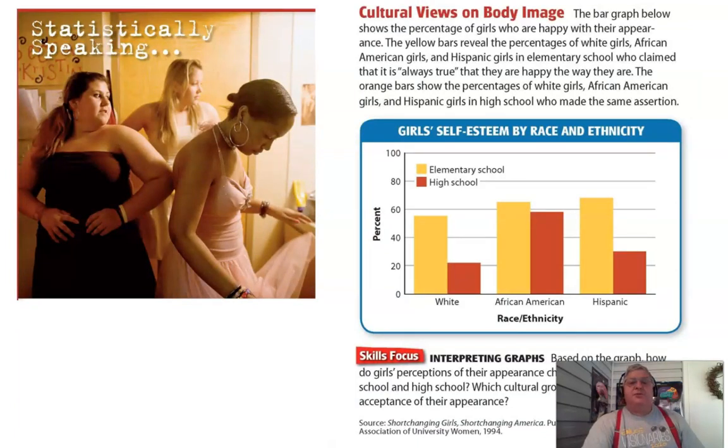The bar graph below shows the percentage of girls who are happy with their appearance. The yellow bars reveal the percentage of white girls, African American girls, and Hispanic girls in elementary school who claim that it is always true that they are happy the way they are. The orange bars show the percentage of white girls, African American girls, and Hispanic girls in high school who made the same assertion. In elementary school, everybody's happy with themselves. In high school, not so much. African American girls are the most happy.